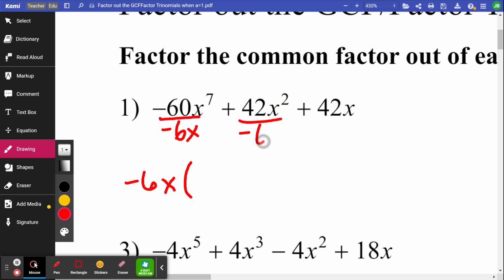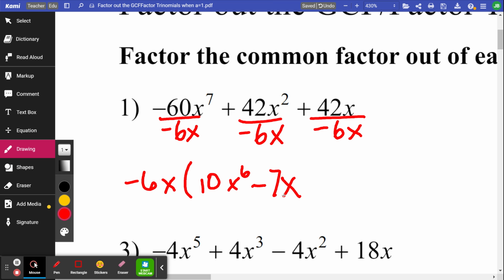And I chose negative 6 because it started with a negative, and I don't want it to start with a negative. So negative 60 divided by negative 6 is 10. And then 7 minus 1 is 6, so x to the 6th. 42 divided by negative 6 is negative 7. 2 minus 1 is 1, so we have x to the 1st. 42 divided by negative 6 is negative 7, and the x's cancel. And I'm looking at that, and there's no common factors, so I chose the largest common factor.